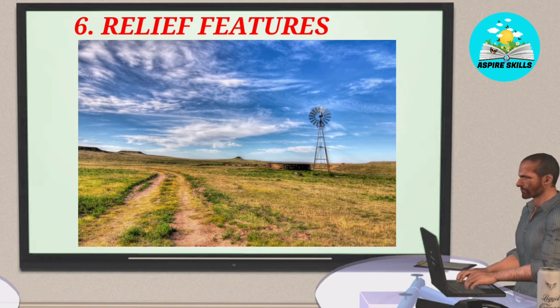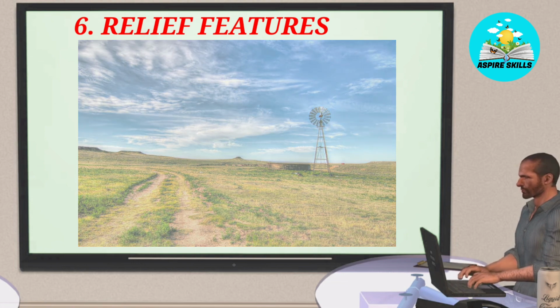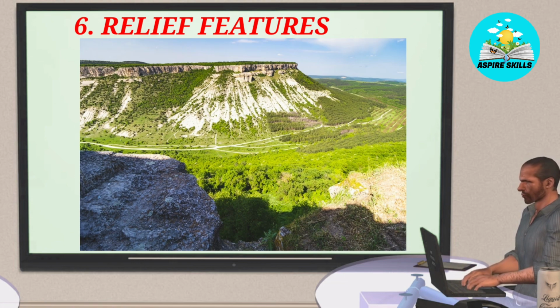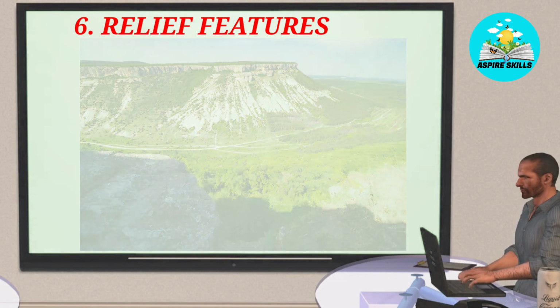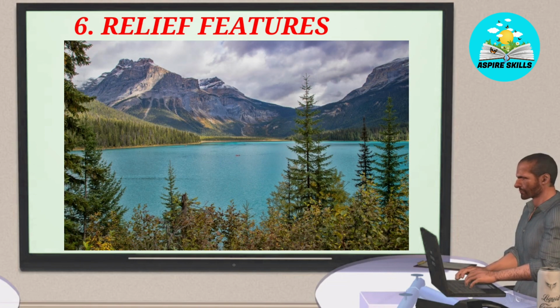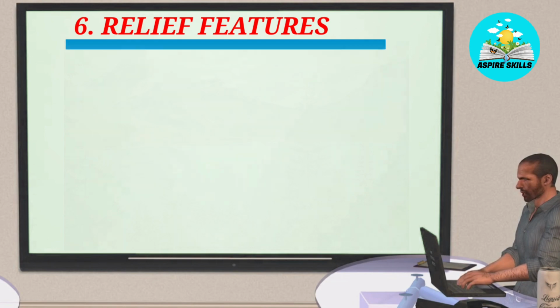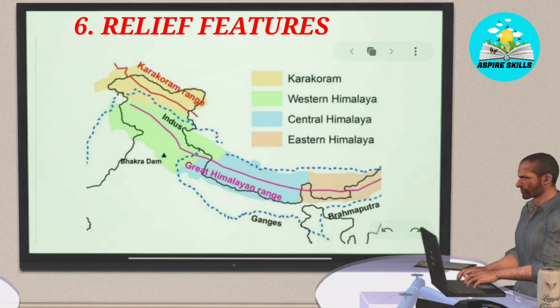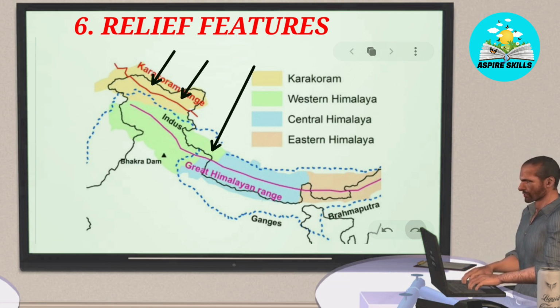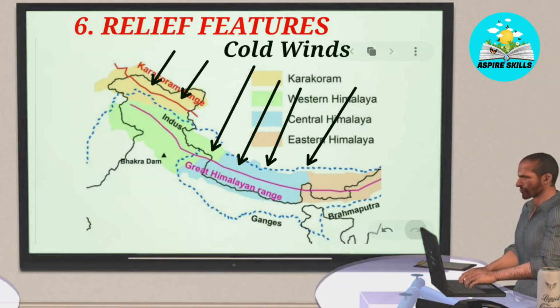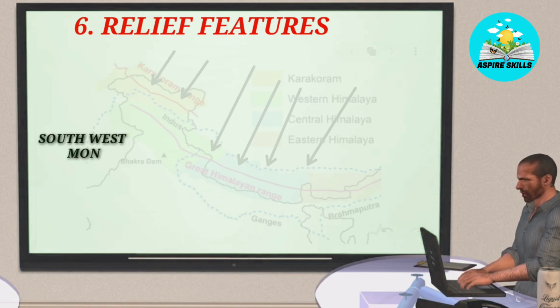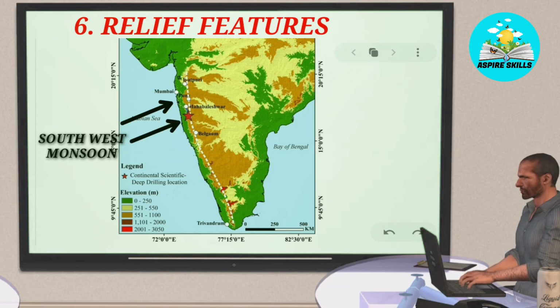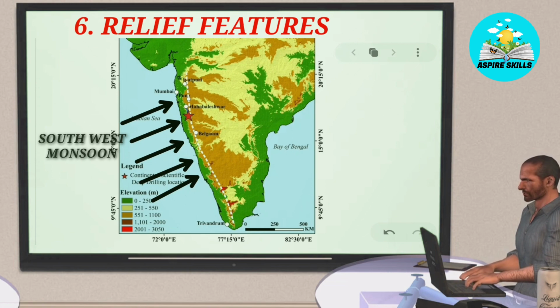And the last factor is relief features. In geography, the meaning of relief is typically high and low lying areas like mountains, plains, plateaus, deserts, etc. High mountains act as barriers for the cold and hot winds, just like the Himalayas that protect us from the cold chilly wind from the Arctic. And also due to these mountains, precipitation takes place. Such examples will be the mountains of Western Ghats that lie in the path of the rain-bearing southwest monsoon winds.